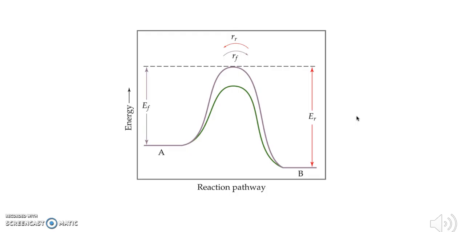This graph shows catalyst in equilibrium. The green line is with catalyst, and the purple is without. So a catalyst reduces the energy needed and speeds up the reaction, helping reach equilibrium sooner.